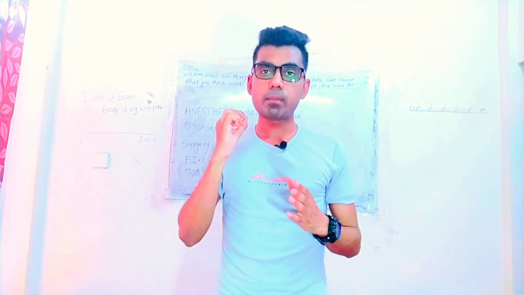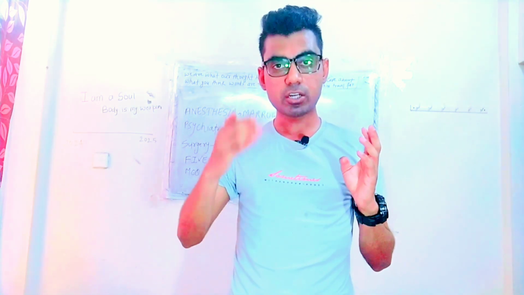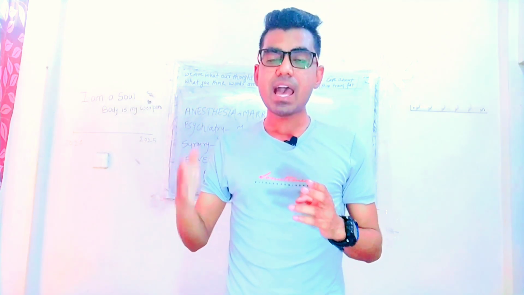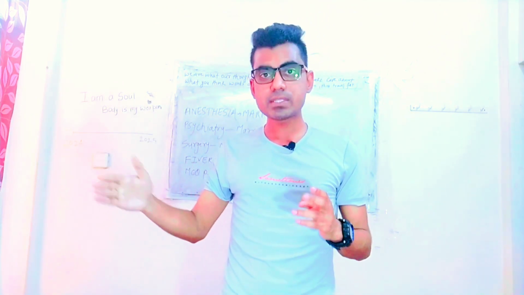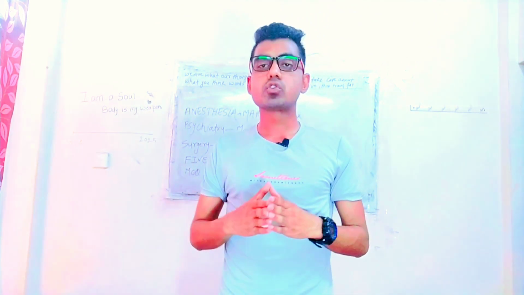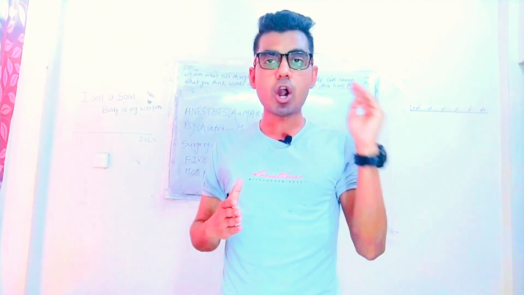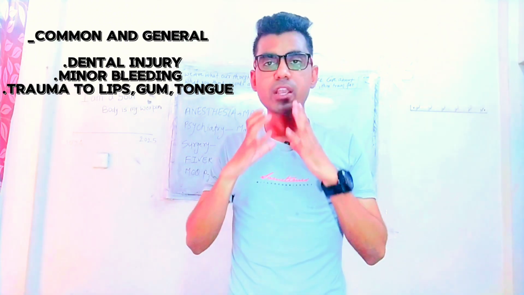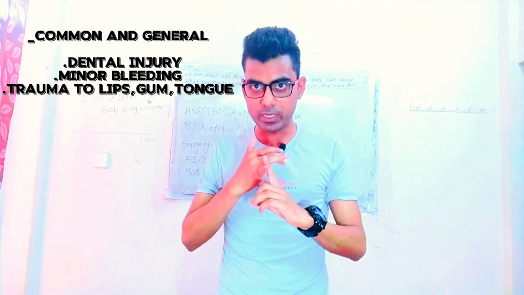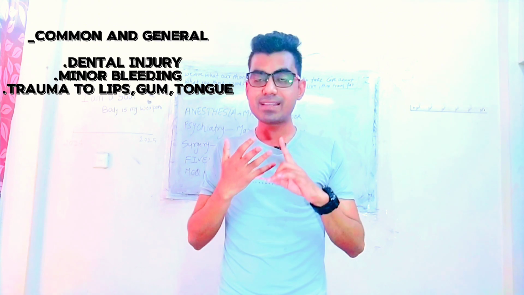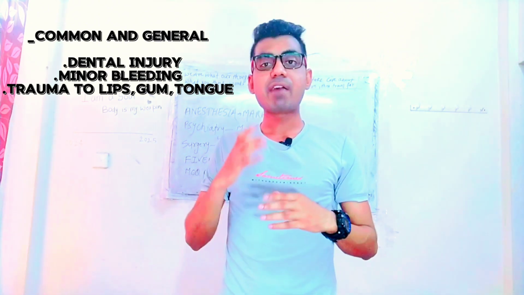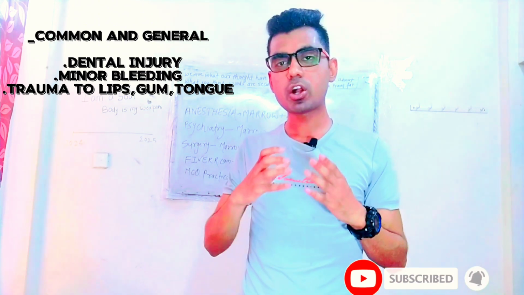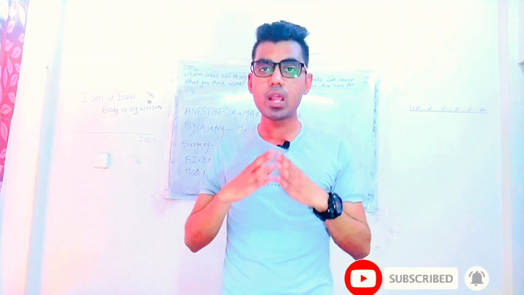Number one will be the common and general complications. After that, the common cardiovascular consequences. After that, the uncommon cardiovascular consequences, as well as some other complications. So let's talk a little bit about the common and general complications. The most commonly and frequently occurring complications are dental injury, right? After that, trauma to the lip, gum, as well as tongue. After that, some minor bleeding can also occur. So this is included in the general complications, and most frequently these complications will occur.